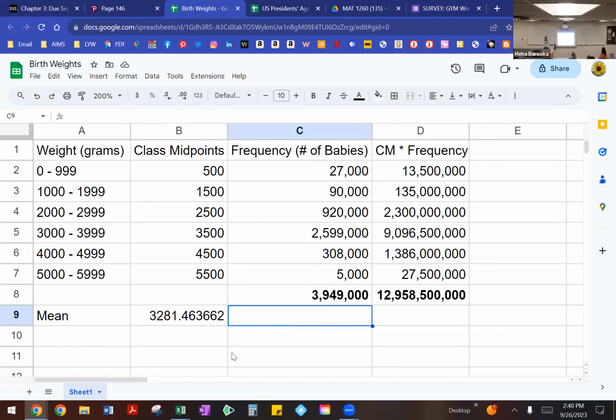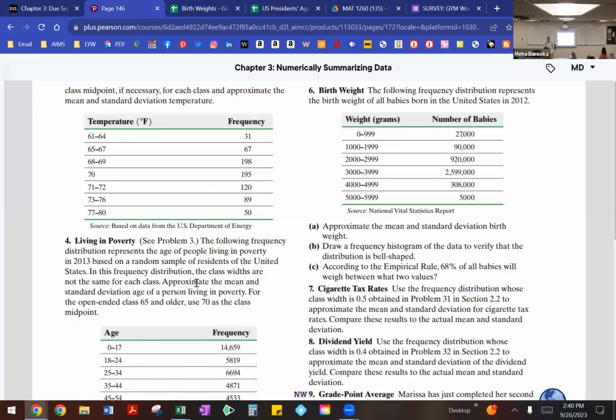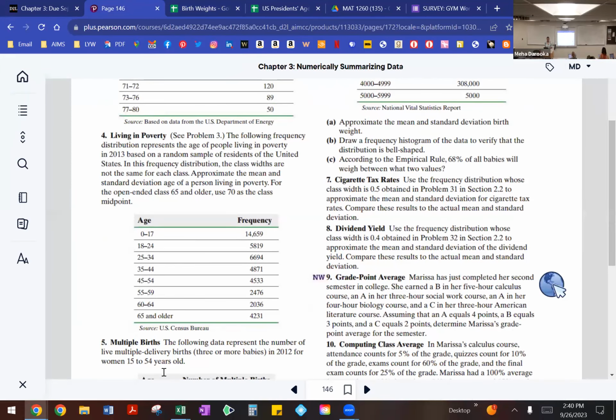All right, so basically just questions on how to calculate the mean based on a frequency distribution. Questions on the process? No? Okay, let's talk about the next calculation.